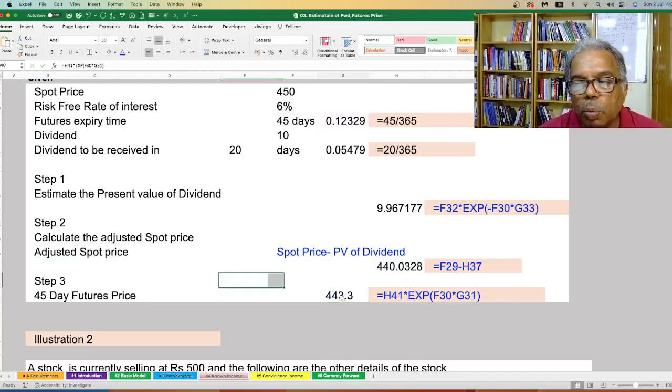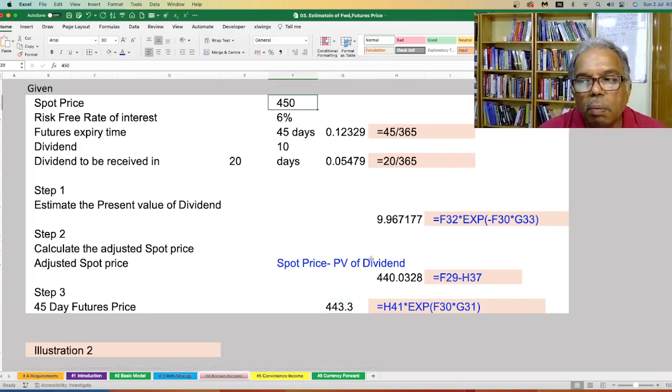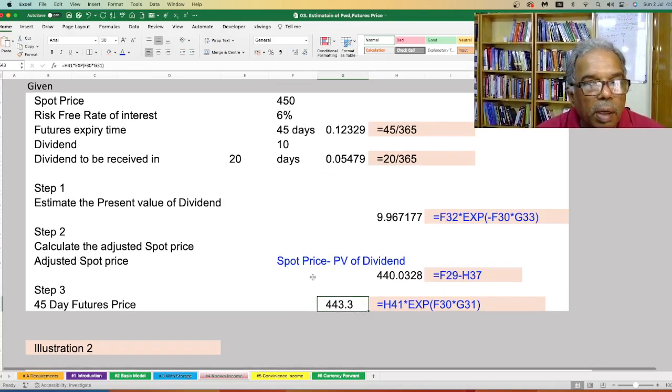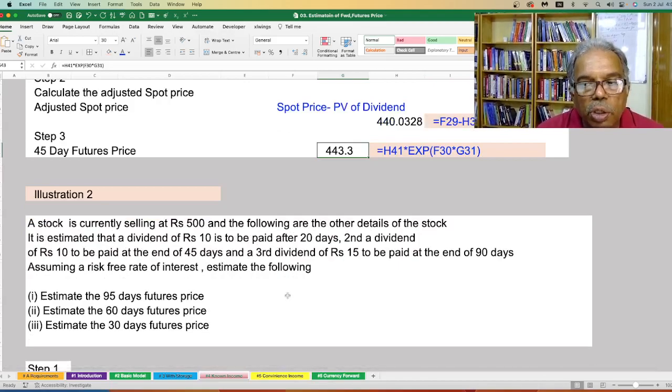Now the last step is to calculate the 45-day futures price, which is nothing but adjusted spot price into exponential R into T. So that's it. We got the futures price of the stock as 443 rupees 0.3. Look at the current spot price, it is 450. Because of the dividend, the futures price is less than the spot price with these calculations. So we can call it backwardation here.